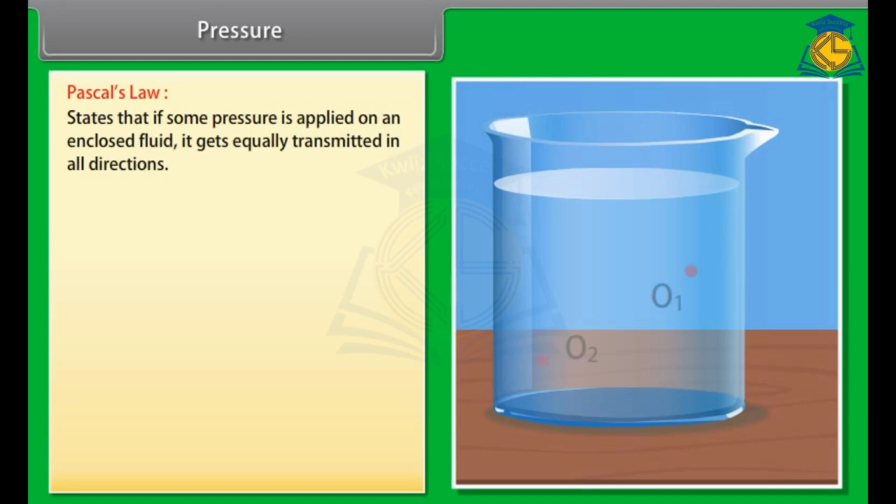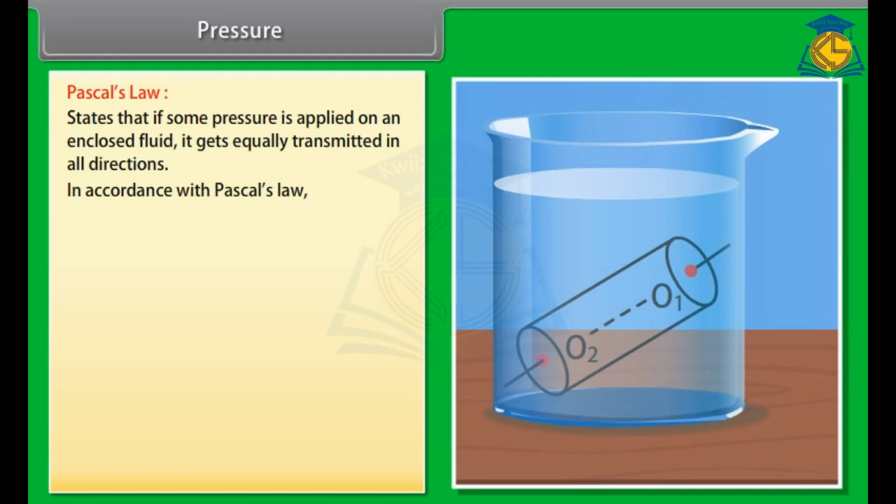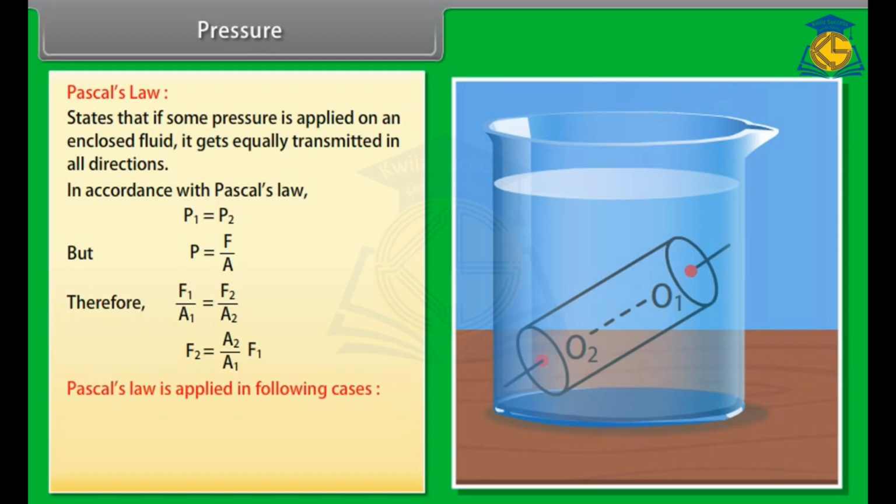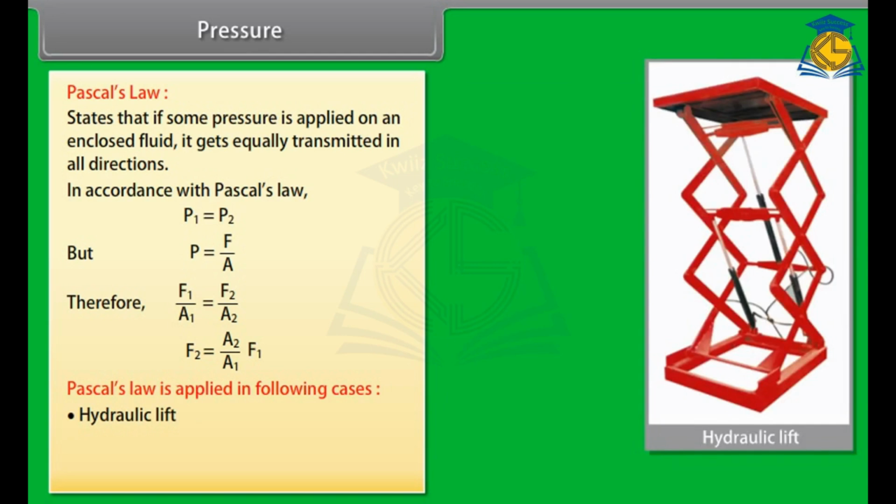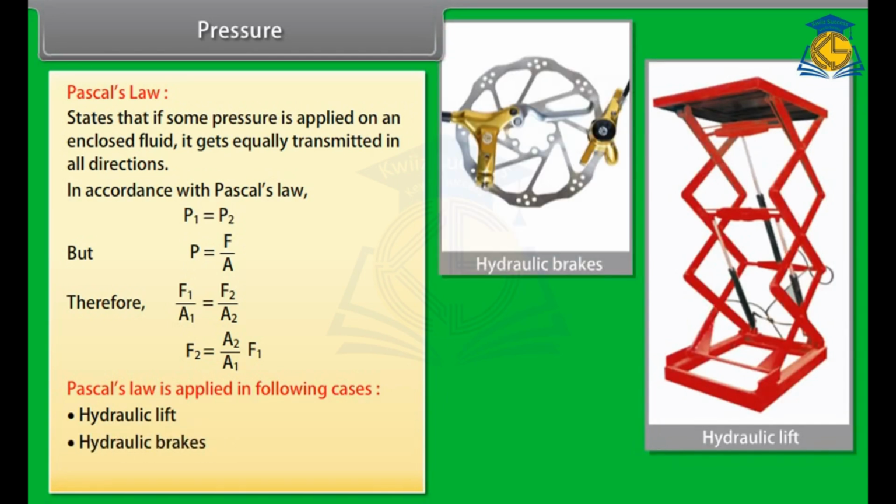Pascal's law states that if some pressure is applied on an enclosed fluid, it gets equally transmitted in all directions. In accordance with Pascal's law, P1 is equal to P2, but P is equal to F/A. Therefore, F1/A1 = F2/A2. It gives F2 = (A2/A1) × F1. Pascal's law is applied in the following cases: hydraulic lift, hydraulic brakes, and hydraulic press.